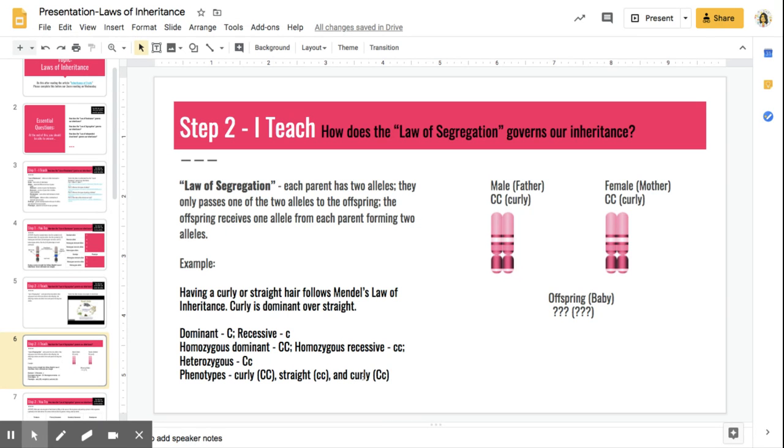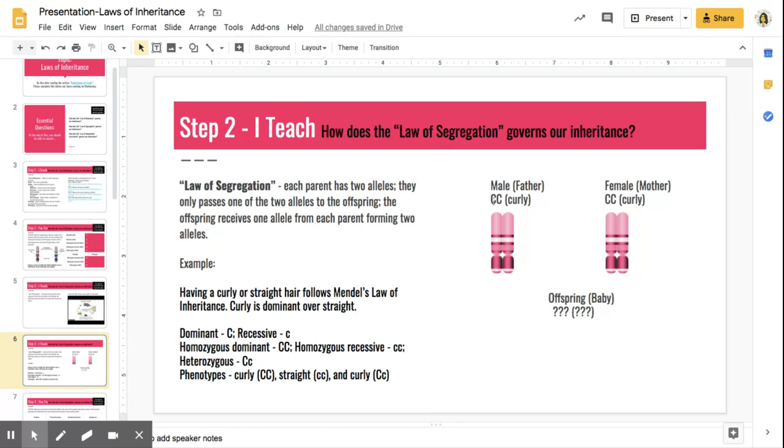All right? So there are going to be 3 videos to show different examples of how each parent having two alleles segregates the two alleles and passes one of the alleles to the offspring, as the law of segregation states it. So we're going to start with example number 1.